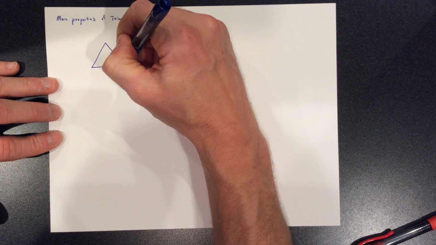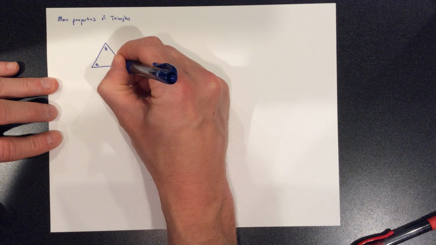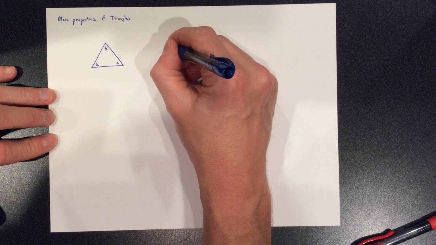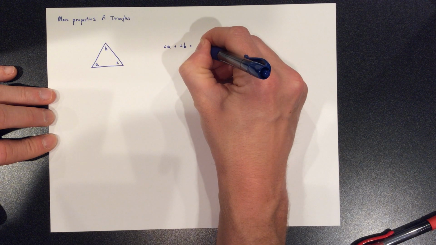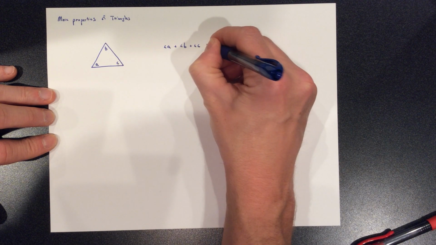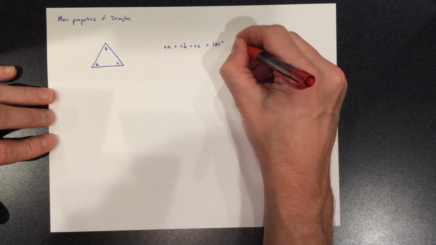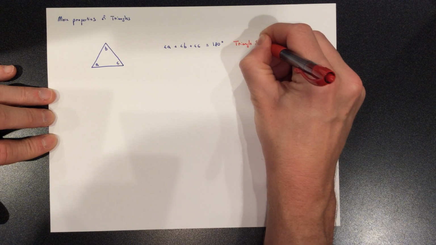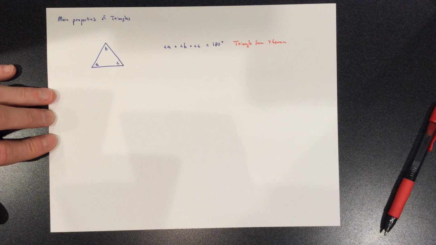And I'm going to call these angles angle A, angle B, and angle C. Okay, we know that if you take angle A plus angle B plus angle C, what do we get? Well, we get 180 degrees, right? We actually called that the triangle sum theorem. Triangle sum theorem. We've been using that for a really long time in geometry.